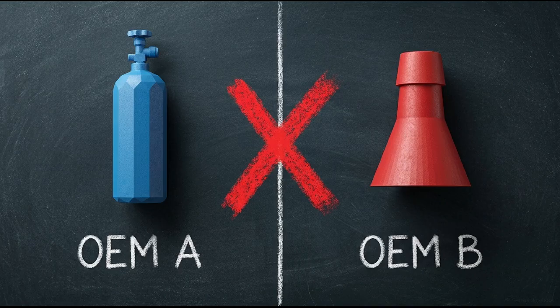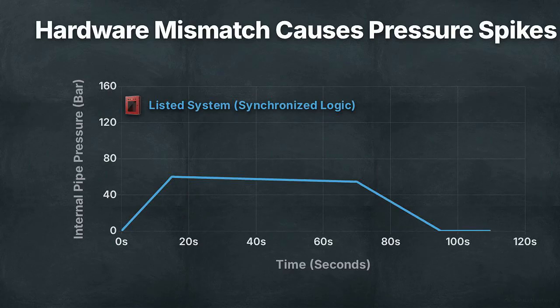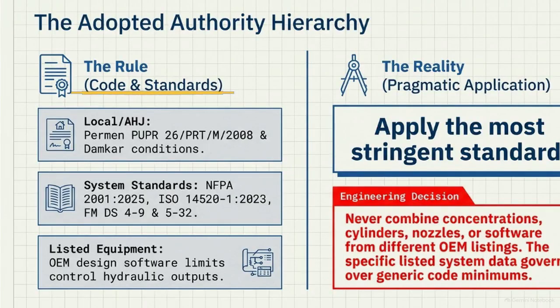Protecting these valid geometries introduces the overarching rule of clean agent architecture: never combine listings. An engineered system relies on precise fluid dynamic testing. Mixing cylinders, flow-regulating valves, acoustic nozzles, or calculation software from different original equipment manufacturers invalidates the listing. The flow coefficients of one manufacturer's valve will not match the algorithms of another's software, leading to unpredictable discharge timing and pressure spikes.